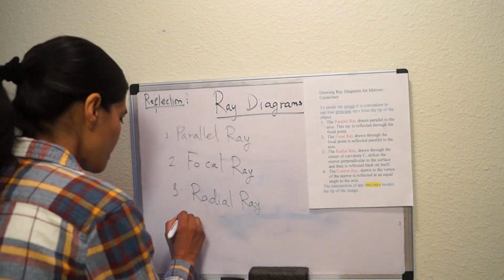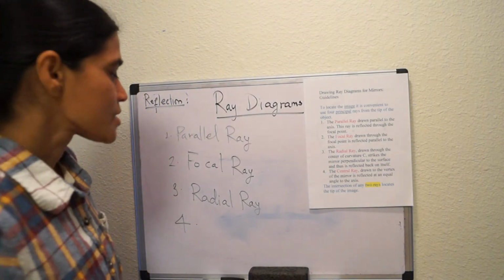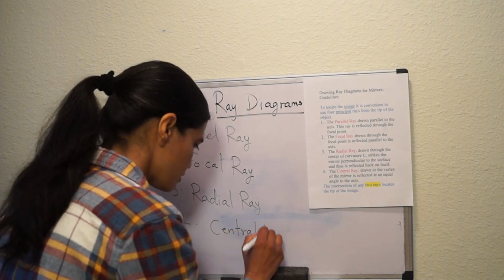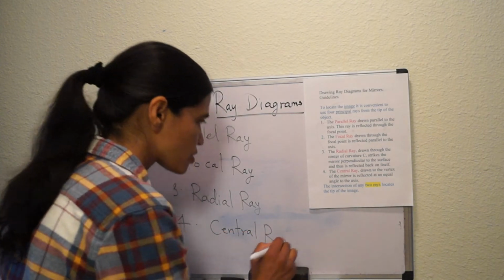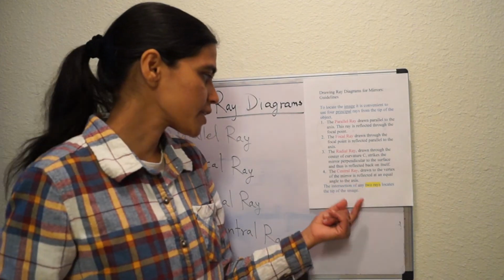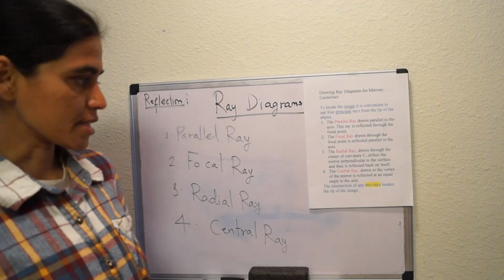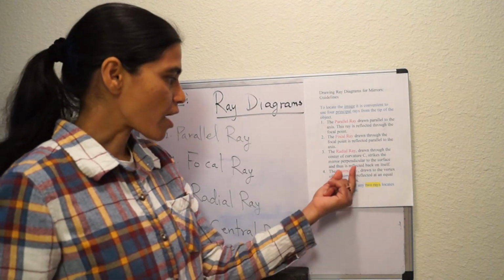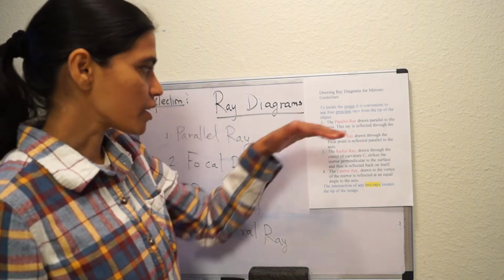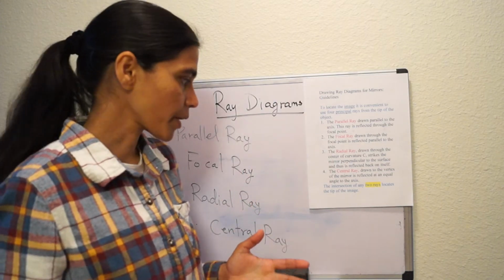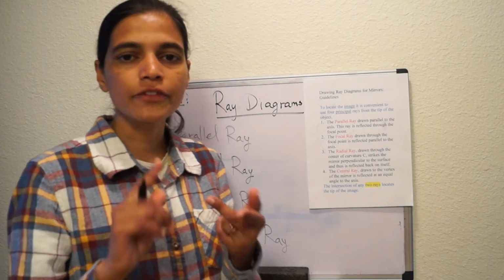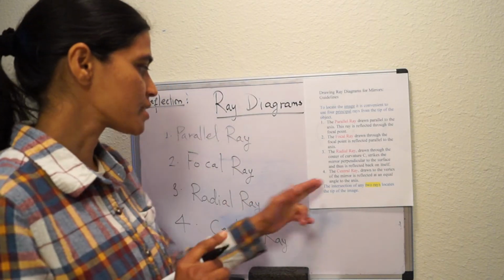Number 4, there is central ray. So central ray drawn to the vertex of the mirror is reflected at an equal angle to the axis. Again, we'll also see how to draw this central ray, how to draw this radial ray, and all of this again in the example. Okay, so the key idea is any intersection of any of the two rays can locate the tip of the image.